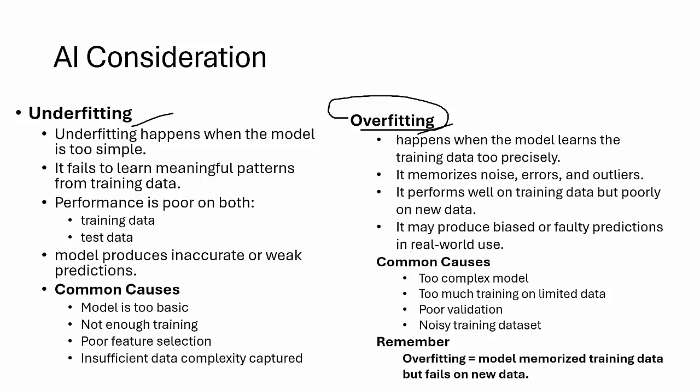Model is too simple to capture patterns, underfitting. Model memorizes noise and outliers, overfitting. Model does not generalize to the real world, overfitting. So that's something we basically need to understand.